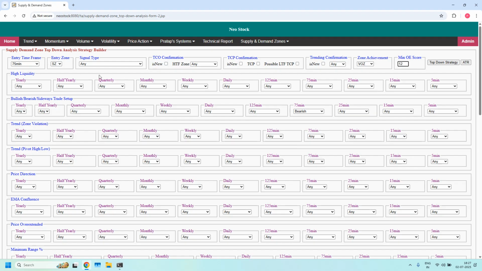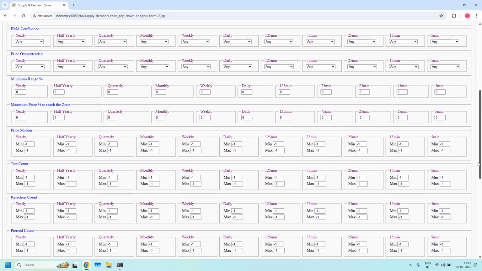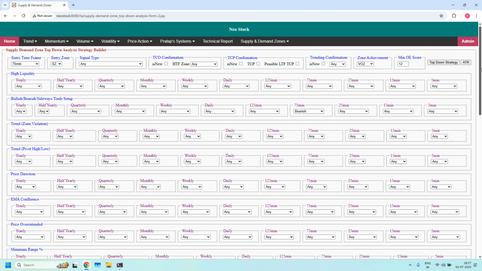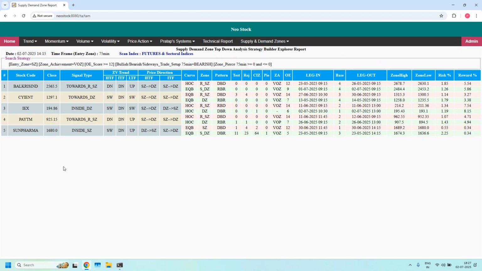And also the 75 minute supply zone should not be pierced. So in the pierced count parameter at 75 minutes time frame, minimum value 0, maximum value 0. With these filters, we got 5 stocks. All these 5 stocks are supporting the bearish trade setup for weekly income trade, and entry time frame zones are 75 minute supply zones.